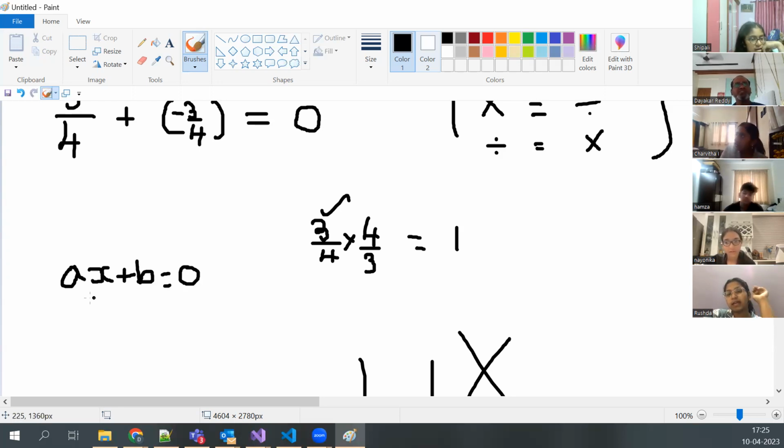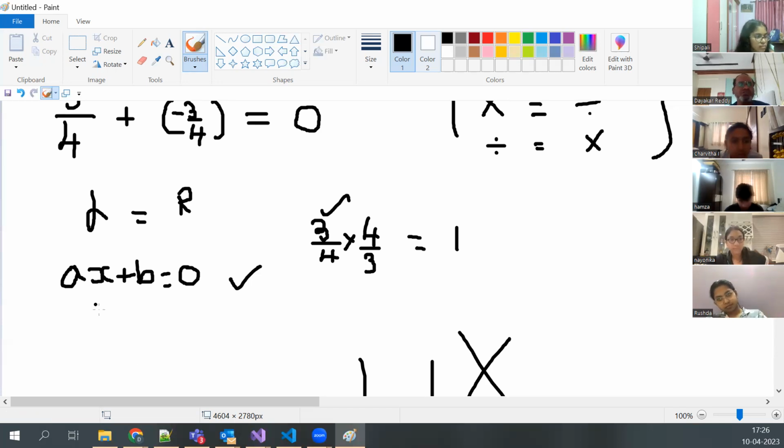See, this is a linear equation. It will have one unique solution. What is meant by a solution? Tell me. What is your understanding of a solution? The value for which the equation is satisfied, right? For which value does this equation satisfy? Satisfies means LHS equals RHS. That is the meaning of satisfaction.